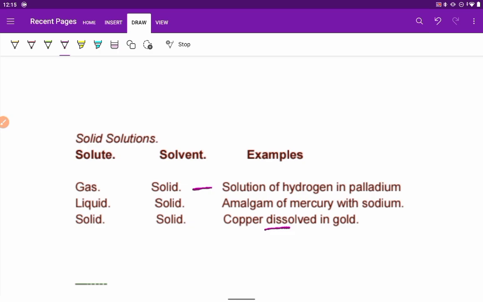So these are the examples for the three types of solutions. I hope you could understand the topic which I discussed with you today.